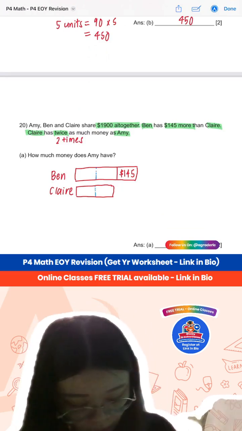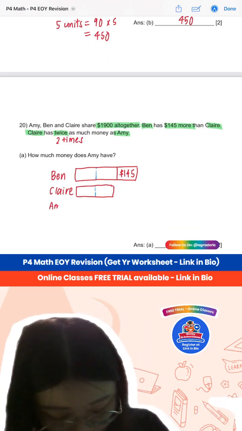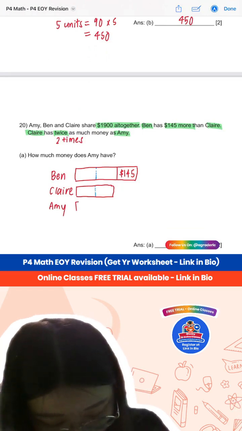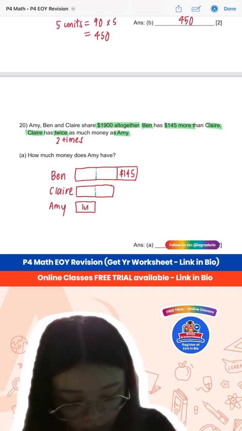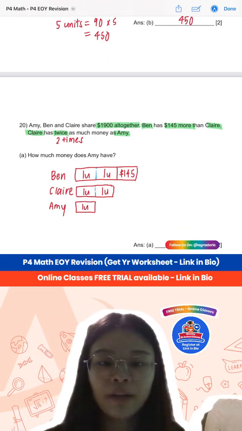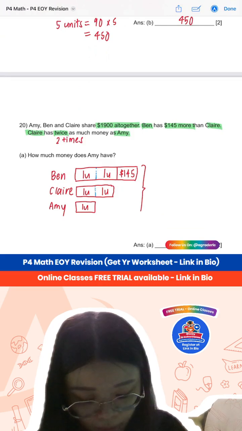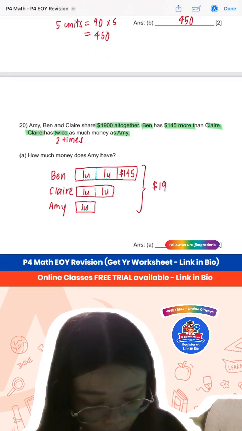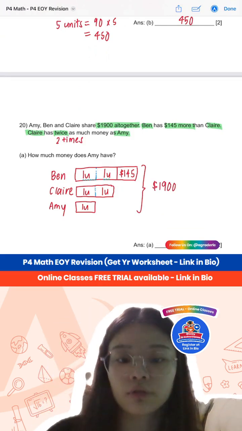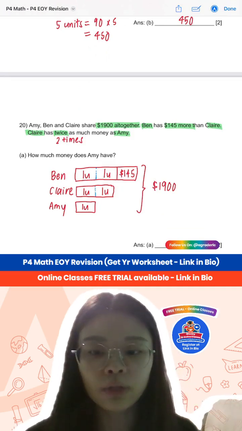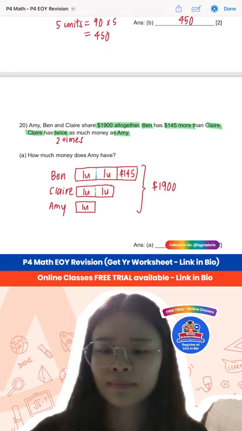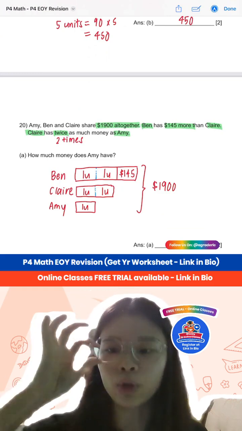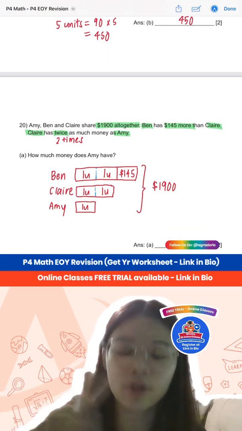Now we can draw Amy. Since Claire has twice as much as Amy, Amy only has 1. So now we know our total units. 1, 2, 3, 4, 5. There are 5 units, and we also know our total. The total is 1,900 all together. So what should we do next? Yes, 1/2 of Claire. Now we know that Ben has 2 units plus $145.